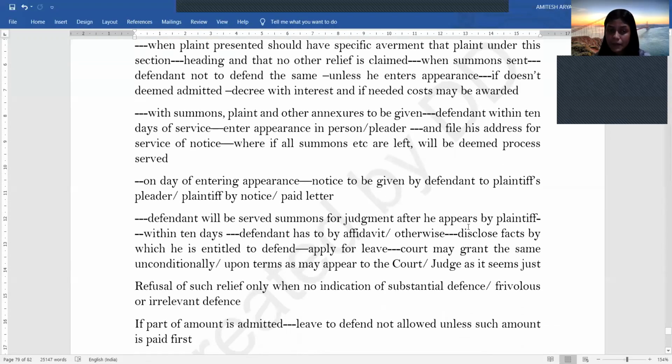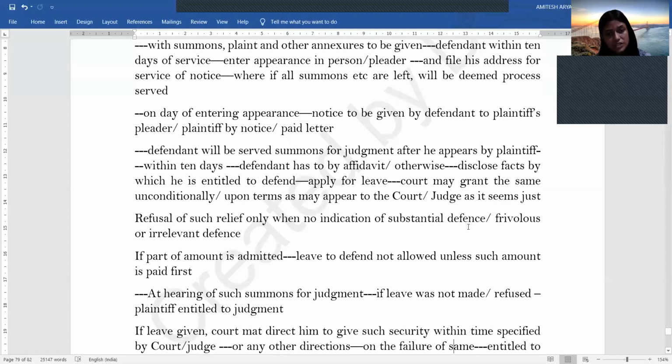And after he has appeared, he'll be served summons for judgment. Within 10 days after he has appeared, he has to bring an affidavit, or otherwise disclose all those facts which show that he is entitled to defend this particular case. He will apply for leave to defend. The court may grant it if it deems fit, and it can be granted unconditionally, or on certain conditions.